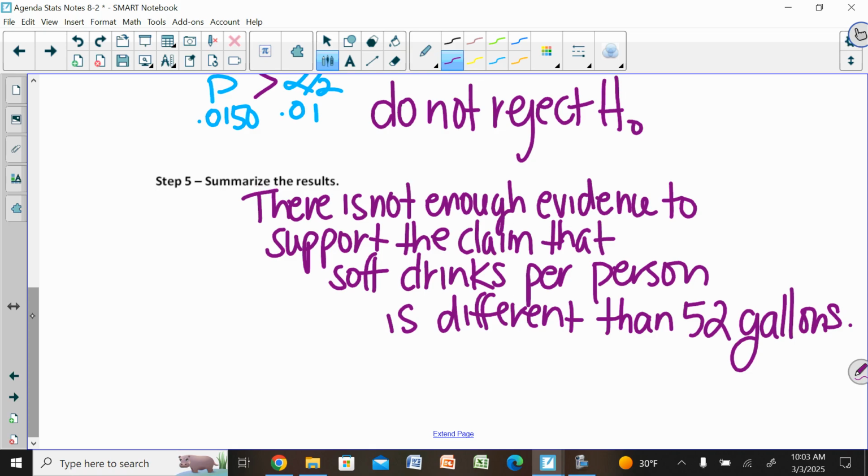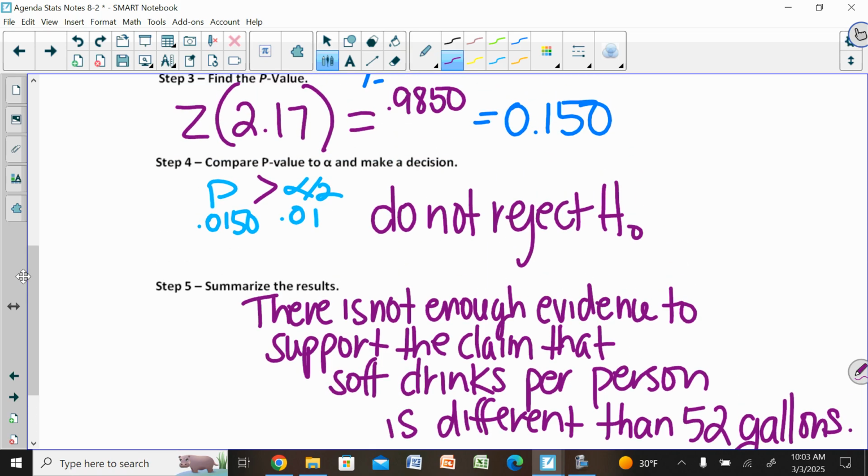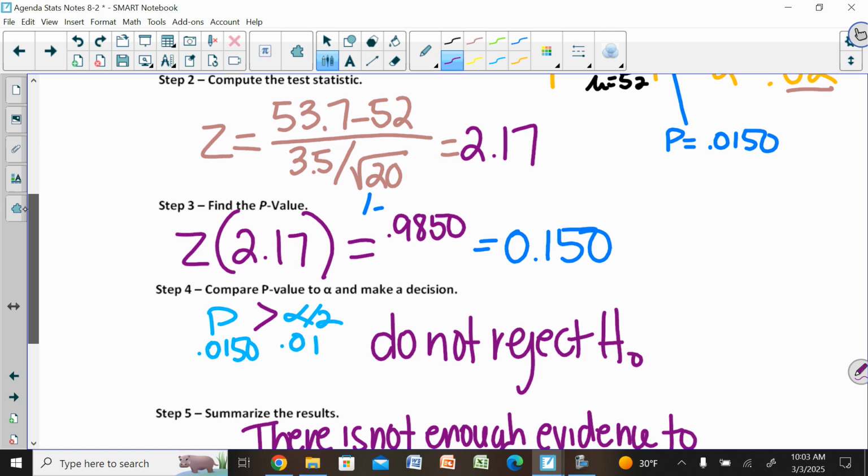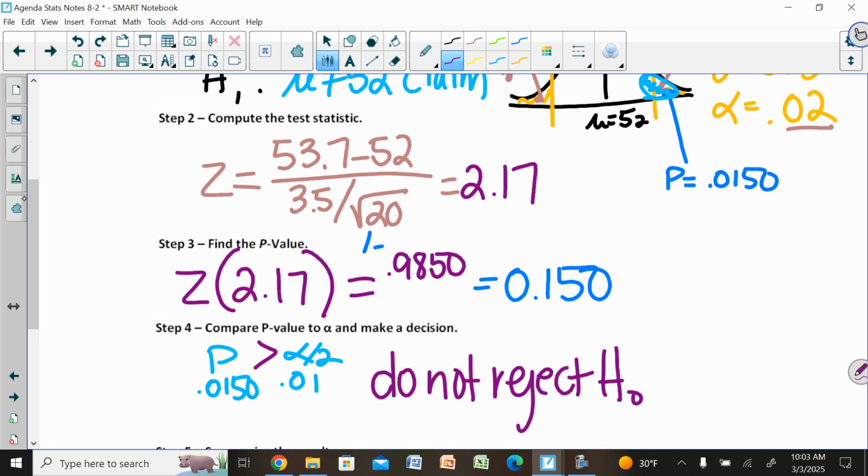And we've got our summarization with our context. So first two hypothesis tests, one reject, one do not reject, has nothing to do with what the claim is or whether it's one or two-tailed. It has to do with your p-value, steps 2 and 3, calculating and going to your z-table.